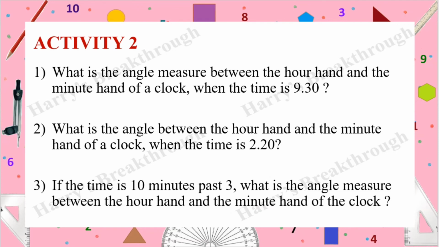So these are 3 activities related to clocks. What is the angle measure between the hour hand and the minute hand of a clock when the time is 9:30? Second one, what is the angle between the hour hand and the minute hand of a clock when the time is 2:20? If the time is 10 minutes past 3, what is the angle measure between the hour hand and the minute hand of the clock? So try to do them. And I will upload the answers in my upcoming video.